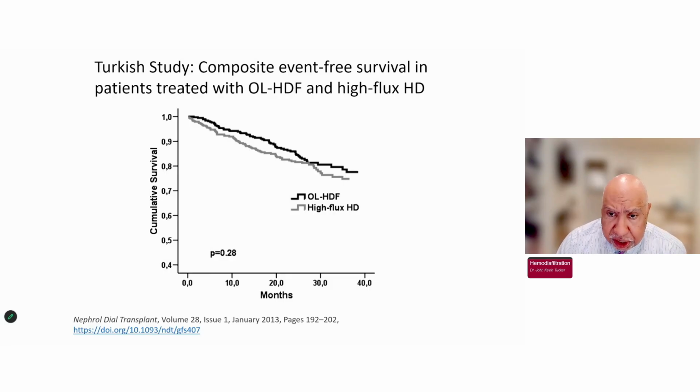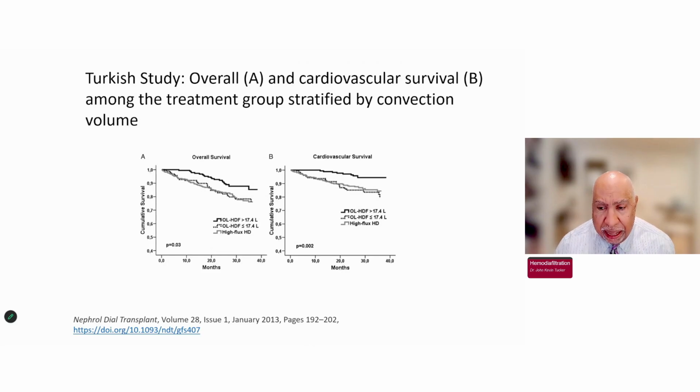Another study was the Turkish study, and in this study, you can see the composite event-free survival in patients who were treated with online HDF and high flux HD. There does not appear to be a significant difference in survival between the two groups. However, again, if you stratify patients by convection volume, you can see that those who achieved a convection volume greater than 17 appear to have better overall survival and cardiovascular survival than those who had convection volumes that were less than or equal to 17.4, or for those who were randomized to high flux hemodialysis.